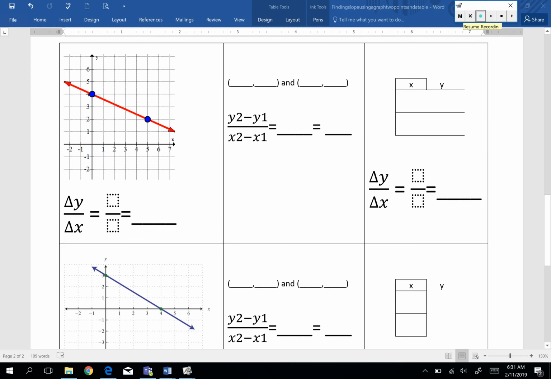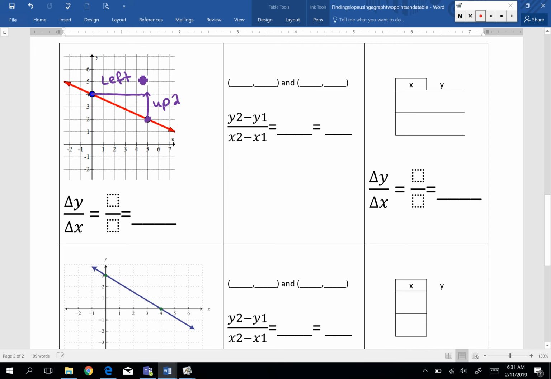The first row on the back, I'm going to go ahead just to change it up a little bit. I'm going to start at the point on the far right, because I know some of you are probably thinking, do I always have to start with the one on the left? You don't have to. If I start on the far right point, I go up 2, and then I go left 1, 2, 3, 4, 5.